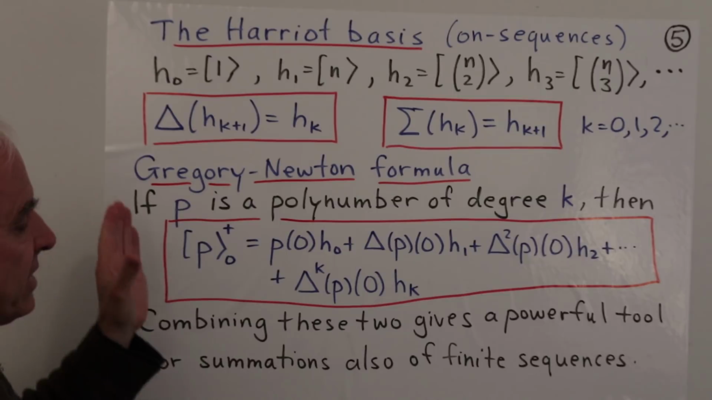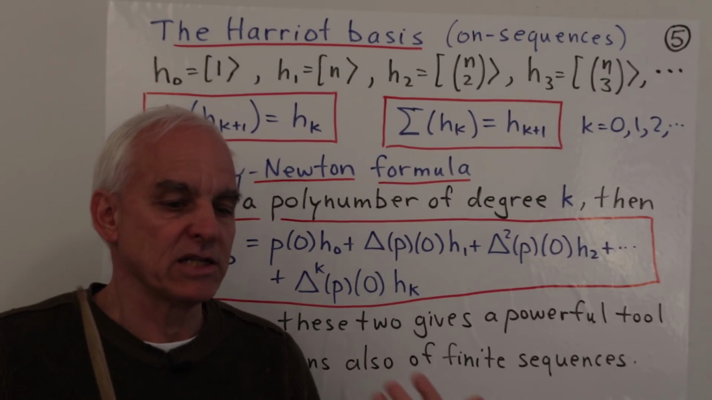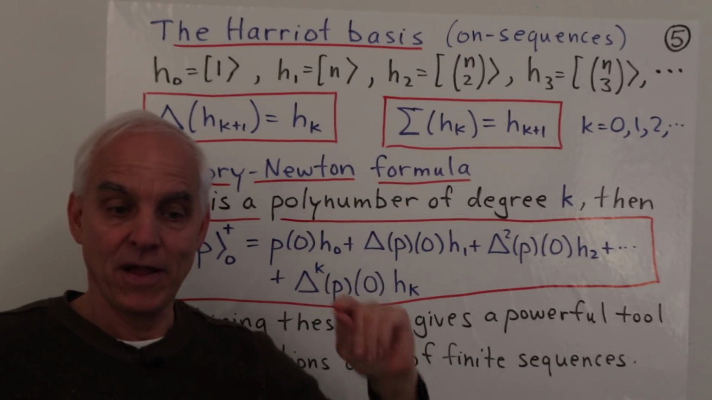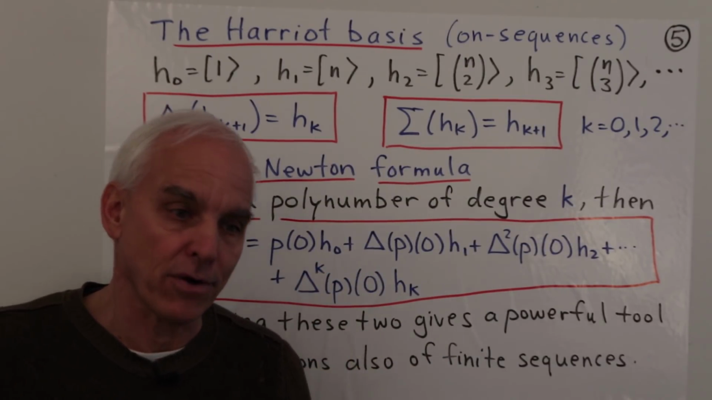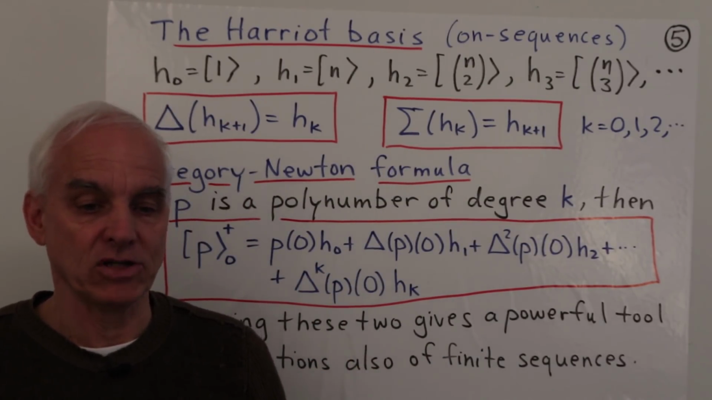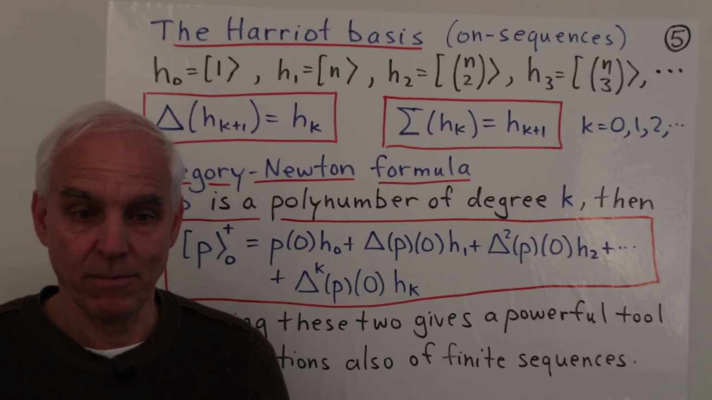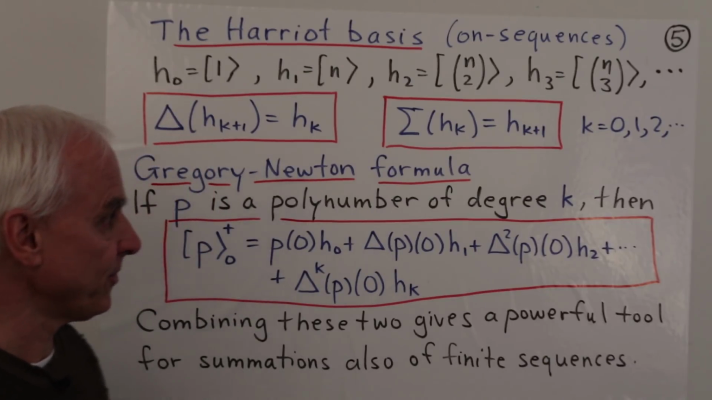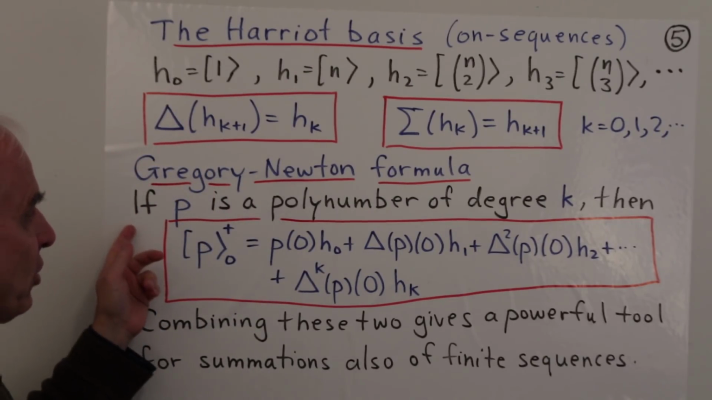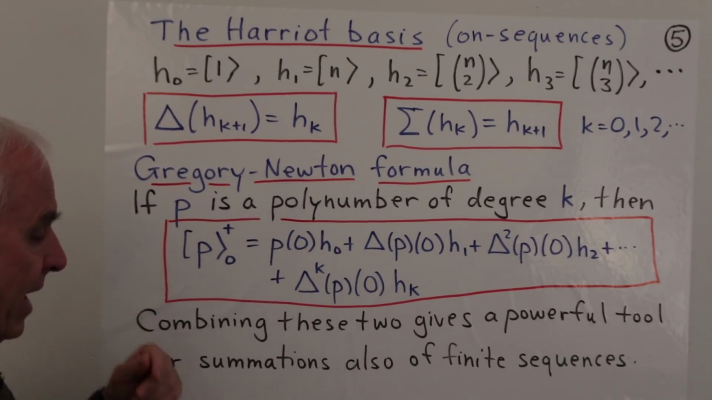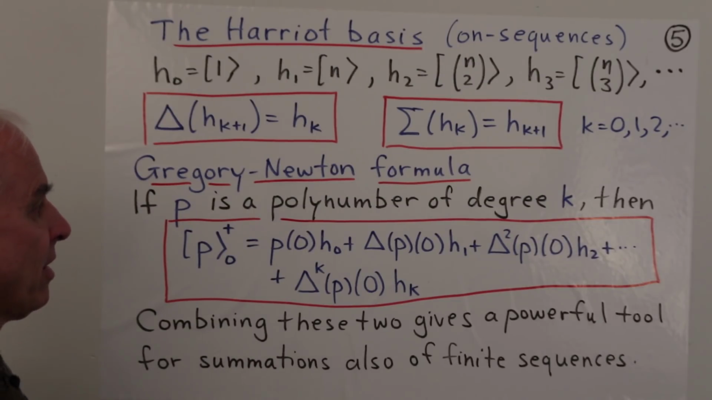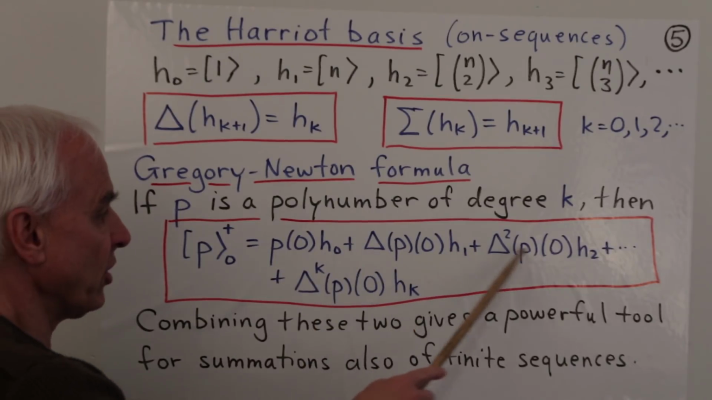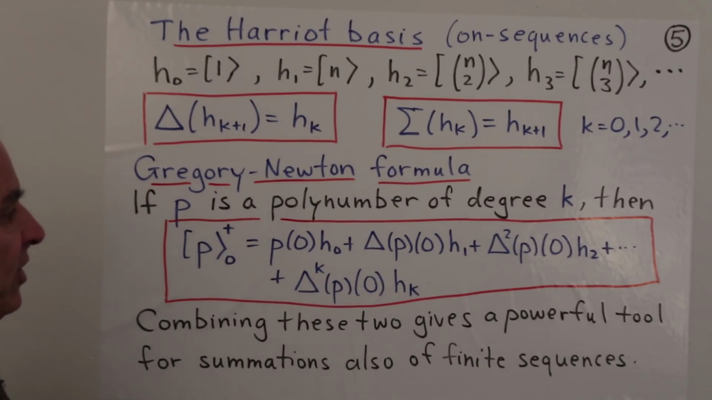So the idea is that if we have a sequence and we can express it as a linear combination of the Harriot sequences, then performing either differences or summations is relatively trivial, because we know how these operations act on the Harriot basis elements. So the Gregory-Newton formula tells us how to express a typical polynomial sequence in terms of a linear combination of these Harriot sequences.